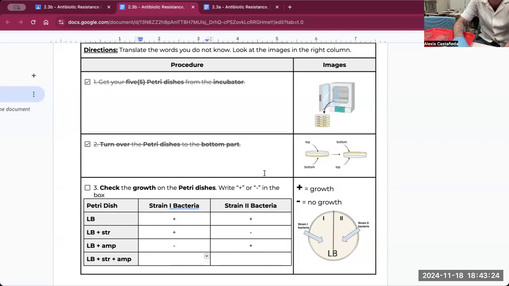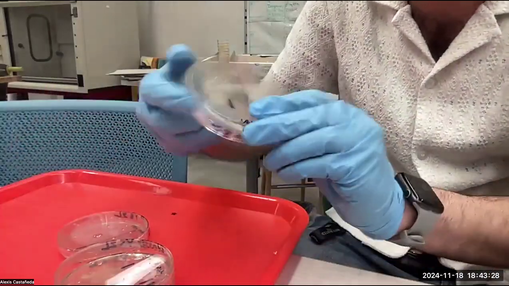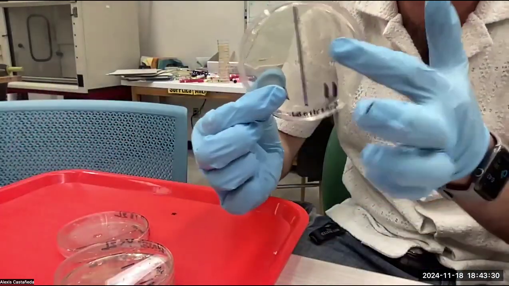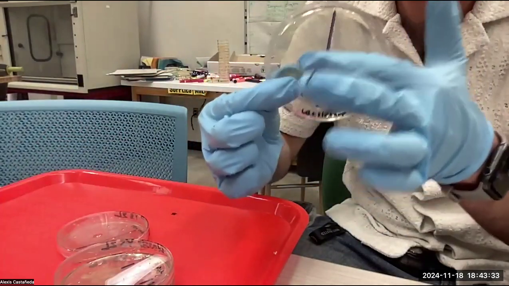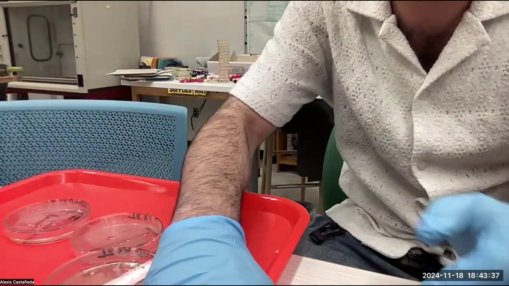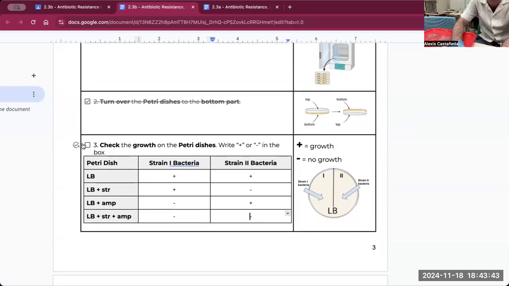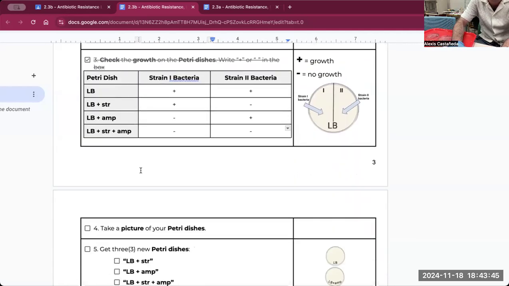Then for the last one, LB plus STR plus AMP, if I look closely at this one, what I see is that there's no growth on either side. There's no bacteria that grew for either of these parts. So when I come back here, I'm going to put a minus because strain 1 and strain 2, neither of them had any growth. So I'm going to put a minus for both of those. And there we go. Let's look back over here.